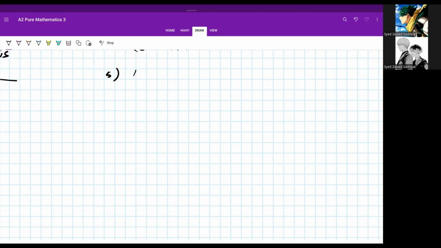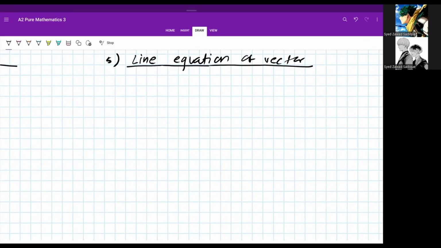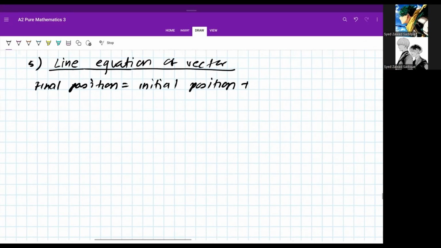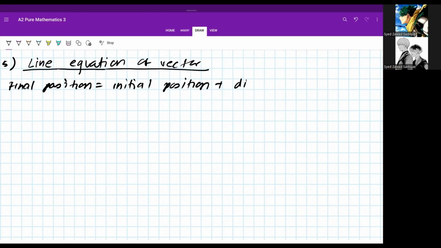That is line equation of vector. Okay, so the general formula is final position is equal to, so remember, final position is equal to initial position plus direction, which is also sometimes called the displacement vector. Okay.